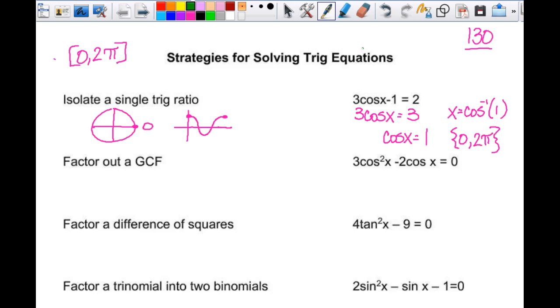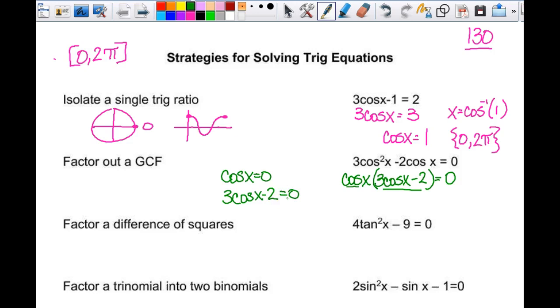Cosine of x, right? So if I factor out a cosine x, that's going to leave me with 3 cosine x minus 2 equals 0. So just like when you factor a quadratic, which that's what that was anyway, you get at least 2 answers. I've got to set both of these equal to 0, right? So I'm going to set cosine of x equal to 0. And I'm going to set 3 cosine of x minus 2 equal to 0.